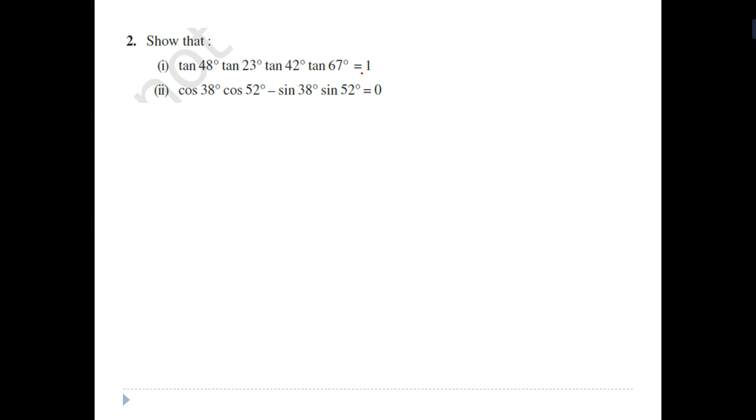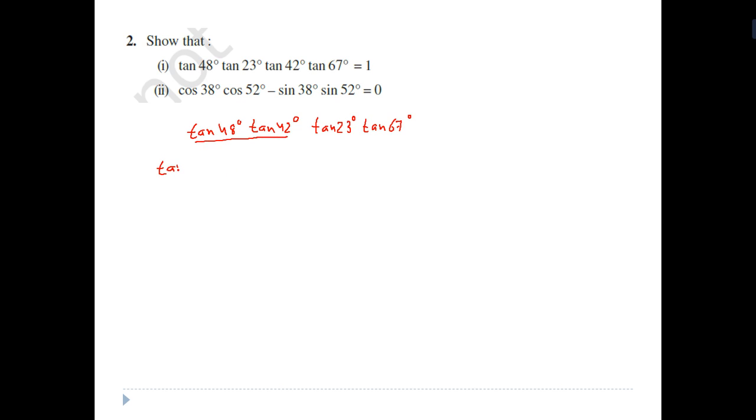Now, show that, prove that tan 48 tan 23 cot 42 cot 67 is 1. So what do I have to write first? I have to write tan 48. Next to it I have to write cot 42. Why? Because the total is 90 degree. Then I have to write tan 23 and cot 67. Now if you see, we can get answer 1.